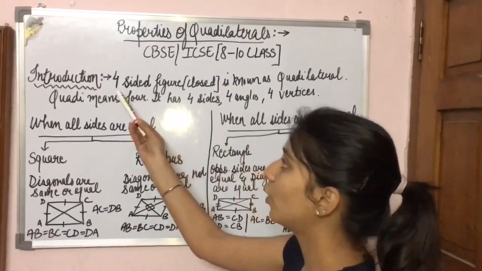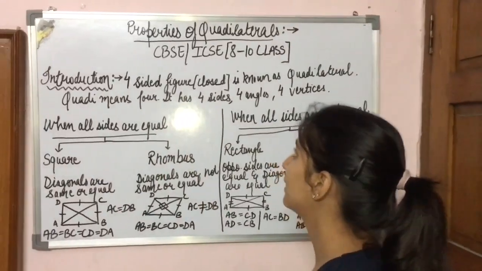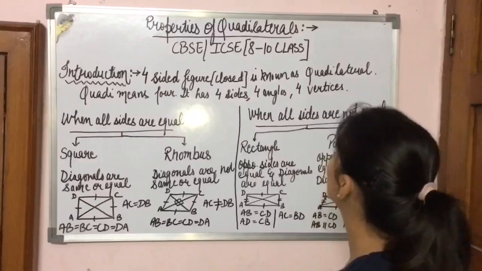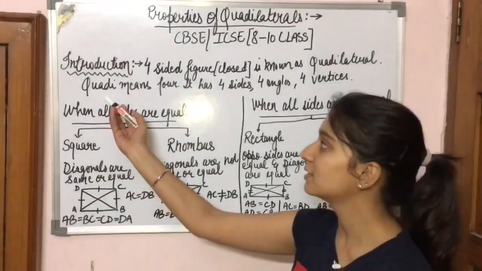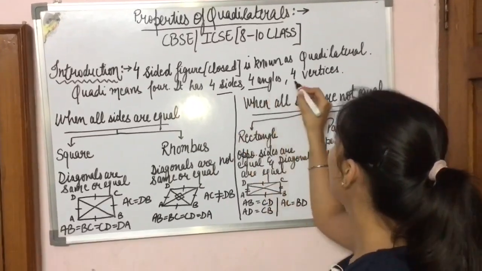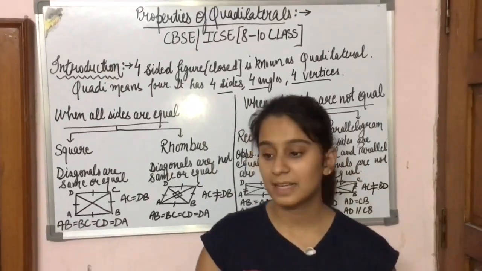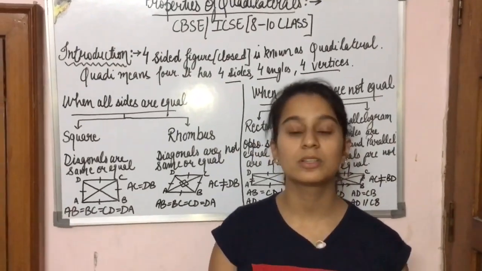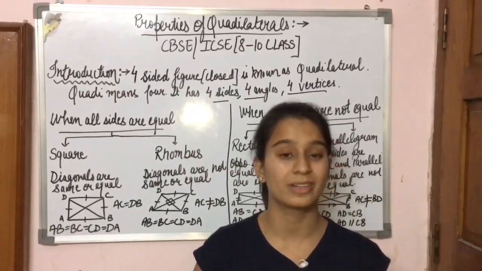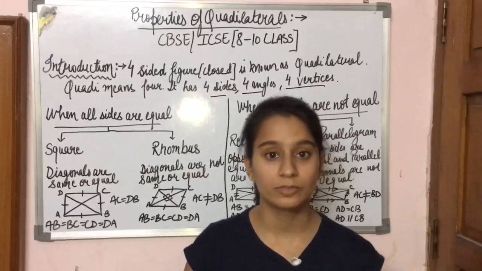Introduction. What is quadrilateral? Quadrilateral is a four-sided figure. Remember, a closed figure, not an open figure, is known as a quadrilateral. Quadri itself means four. It has four sides, four angles and four vertices. Guys, the quadrilateral concept will help you to distinguish, to judge whether a given figure in hand is a square, rectangle, parallelogram or any of the other kind.